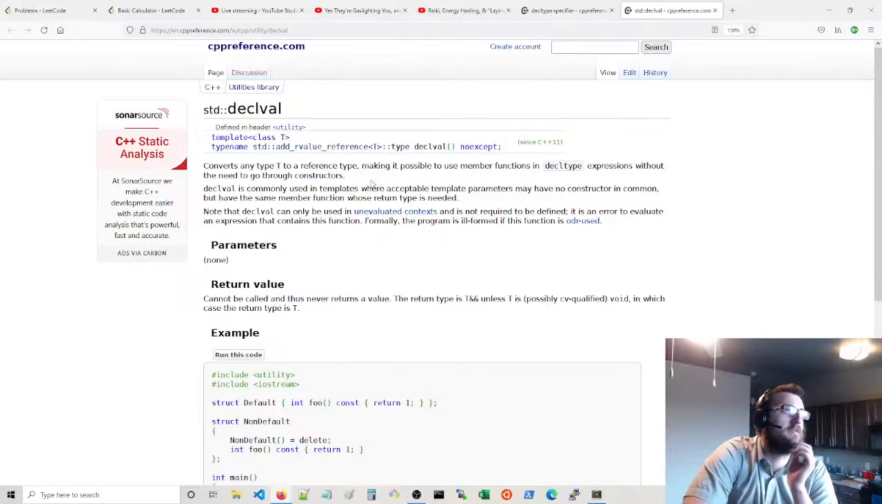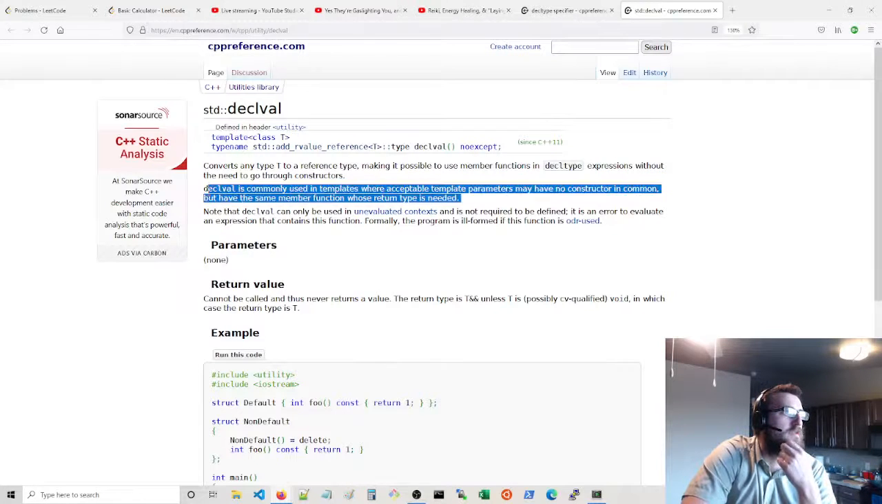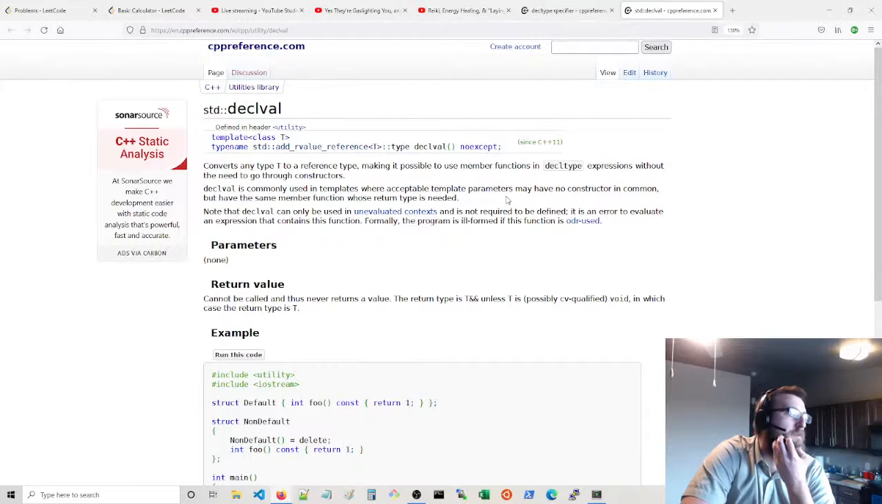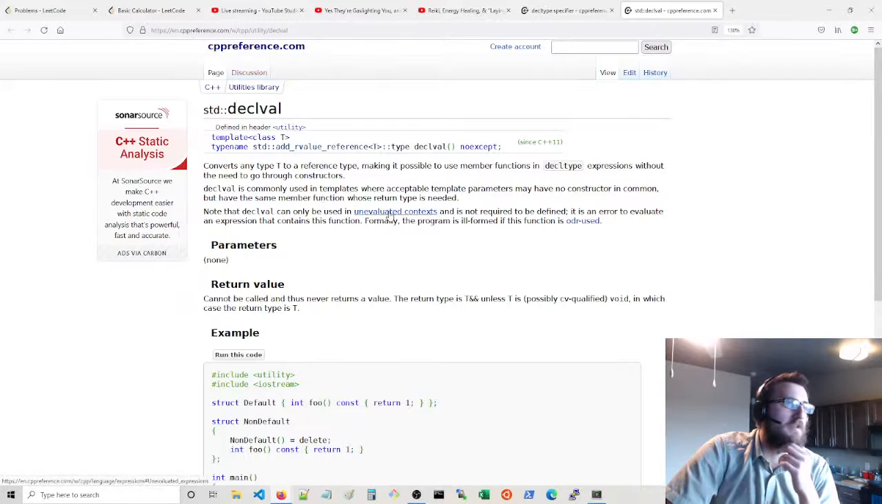Converts type T to a reference type, making it possible to use member functions in decltype expressions without the need to go through constructors. Interesting. Declval is commonly used in templates where acceptable template parameters have no constructor in common, but have the same member function with the needed return type. Declval can only be used in unevaluated contexts and is not required to be defined. It is an error to evaluate an expression that contains this function. Formally, the program is ill-formed. This function is ODR used.